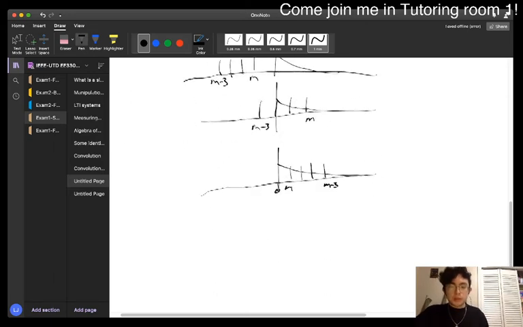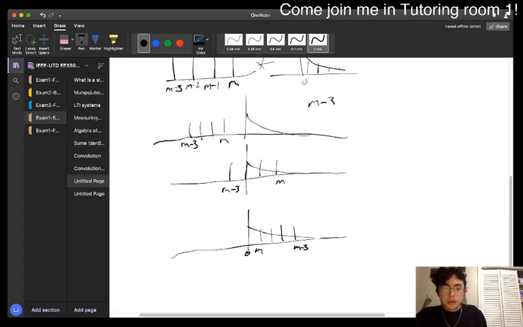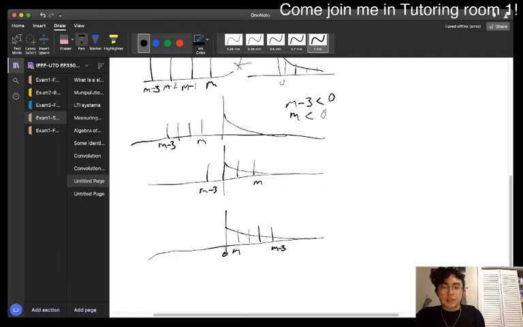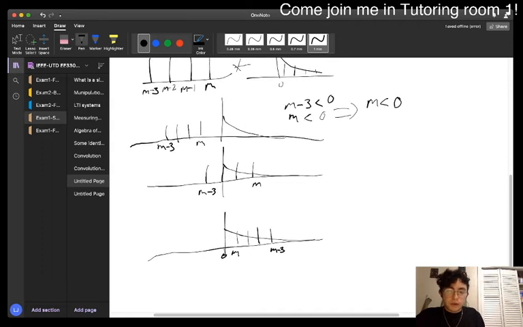So, let's derive our bounds. We need m minus 3 less than 0 and m less than 0. So take the intersection, which gives us m is less than 0. Now we need to derive this bound. So m minus 3 is less than 0, and m, yeah, this one is greater than 0.